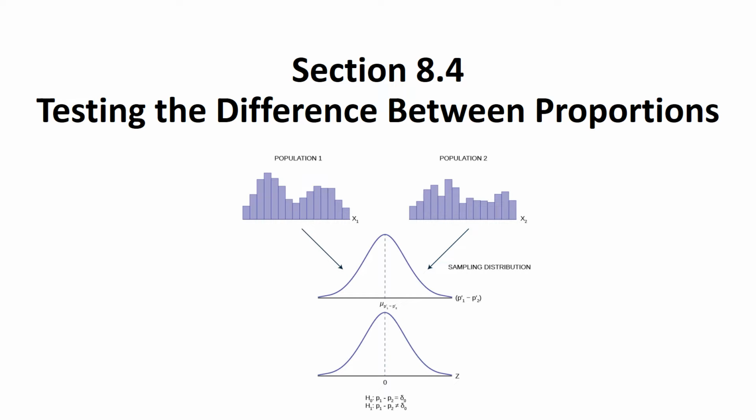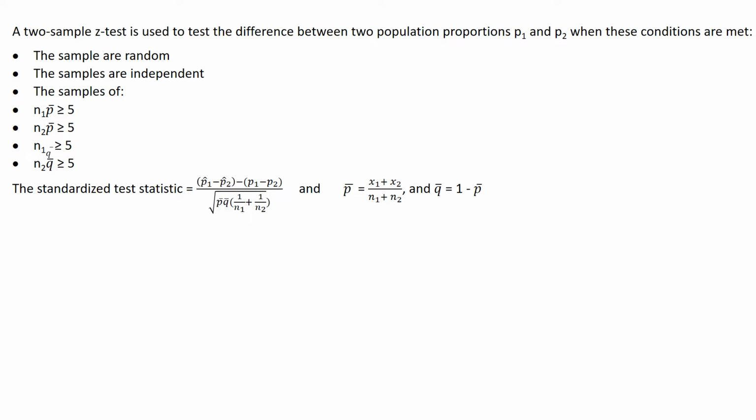Section 8.4, testing the difference between proportions. As we said in Unit 7, proportions basically give us a relative view of something by percentages. We may not know what a number means, but we know a percentage if it's a lot or a little. So often we use proportions to determine how significant something is relative to the entire group.